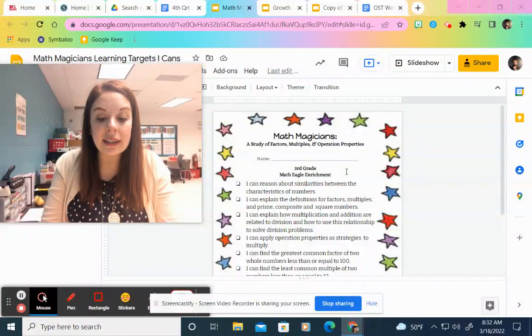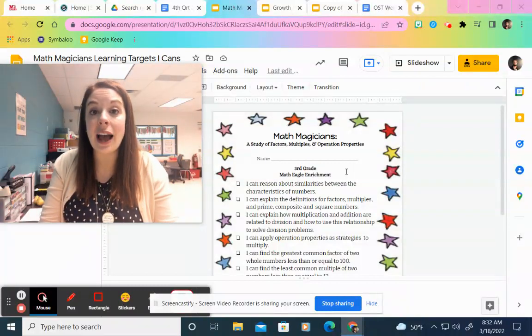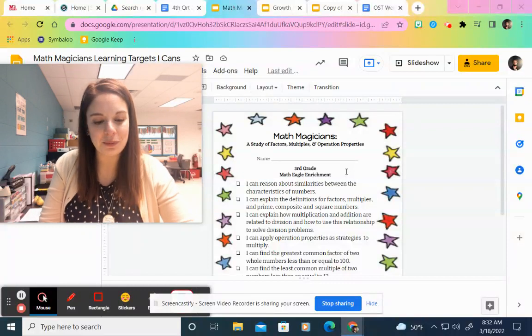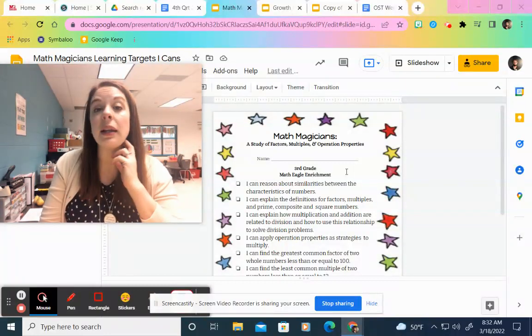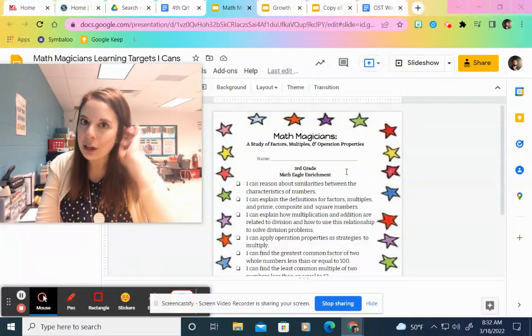I can find the greatest common factor of 2 whole numbers less than or equal to 100. And then I can find the least common multiple of 2 numbers less than or equal to 12. That is something that we're going to be working on towards the end of the quarter. It's called greatest common factor and least common multiple. So we're going to practice those and get really good at it. Finally, the last goal is I can multiply fluently within 100, meaning that you can multiply quickly 73 times 4, that kind of thing. Okay?